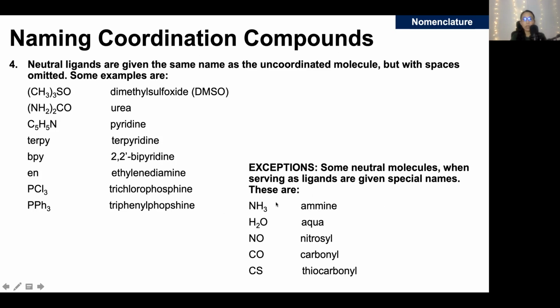Okay? Next, exceptions. So again, some neutral molecules have special ligand names. I've mentioned ammonia and water. Others include your nitrogen monoxide. So its ligand name is nitrosyl. Carbon monoxide, it's carbonyl. And carbon sulfide, it's thiocarbonyl. Okay, or this is a carbon monosulfide, thiocarbonyl.